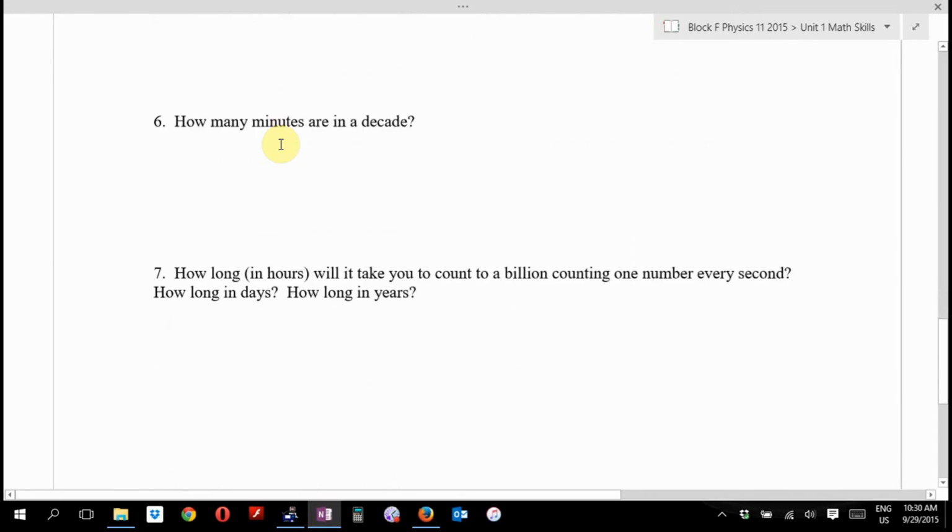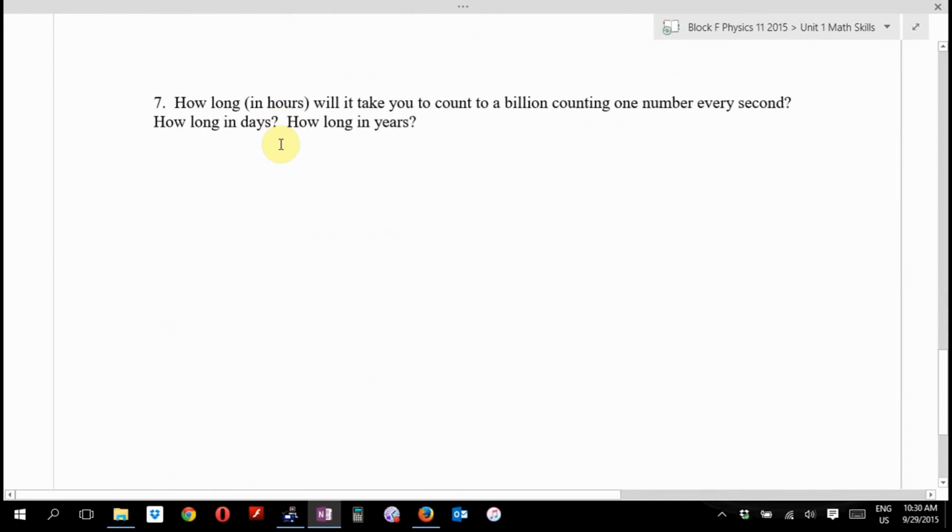How many minutes are in a decade? How long in hours will it take you to count to 1 billion, counting 1 number every second? How long in days? How long in years? That's the first assignment. The second assignment is another take-home quiz.